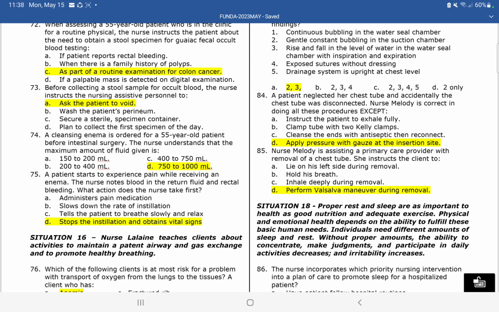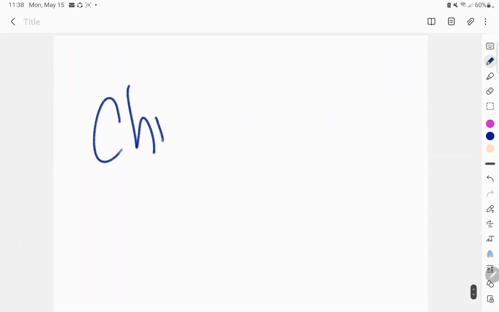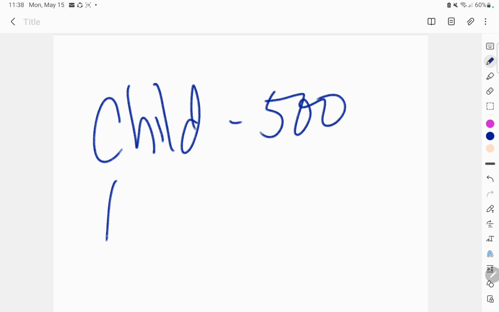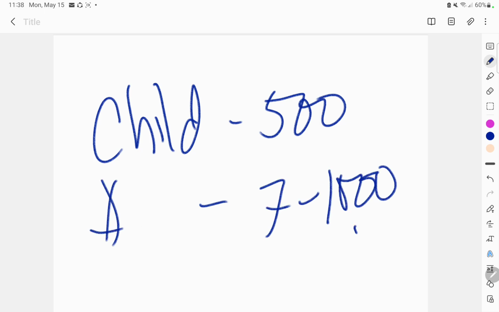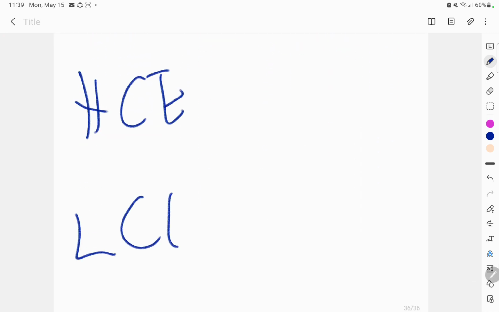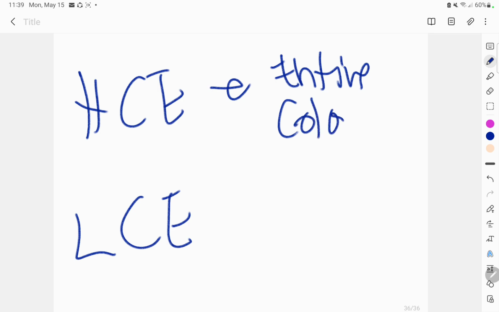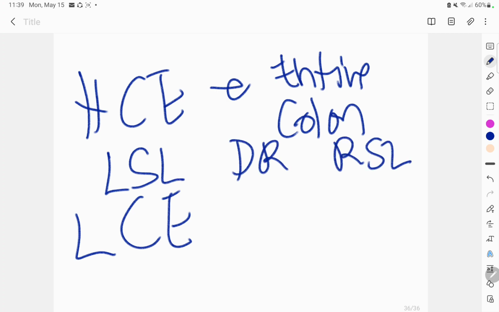Number 74. The nurse understands a cleansing enema is ordered. This is an adult. For a cleansing enema, remember, it depends. If it is a child, it is 500 ml, while an adult is 700 to 1,000 ml. For the entire colon, you answer high cleansing enema. The positions are left side lying, dorsal recumbent, and right side lying. That's the best thing to remember.